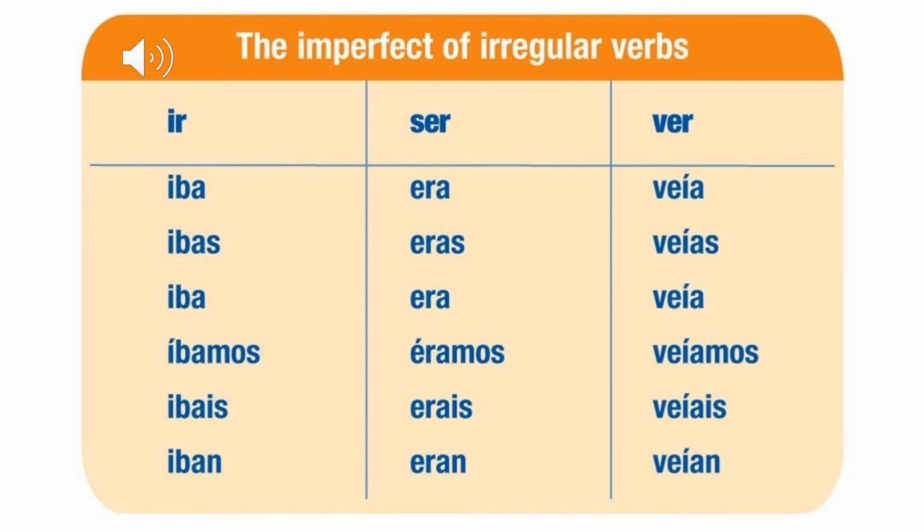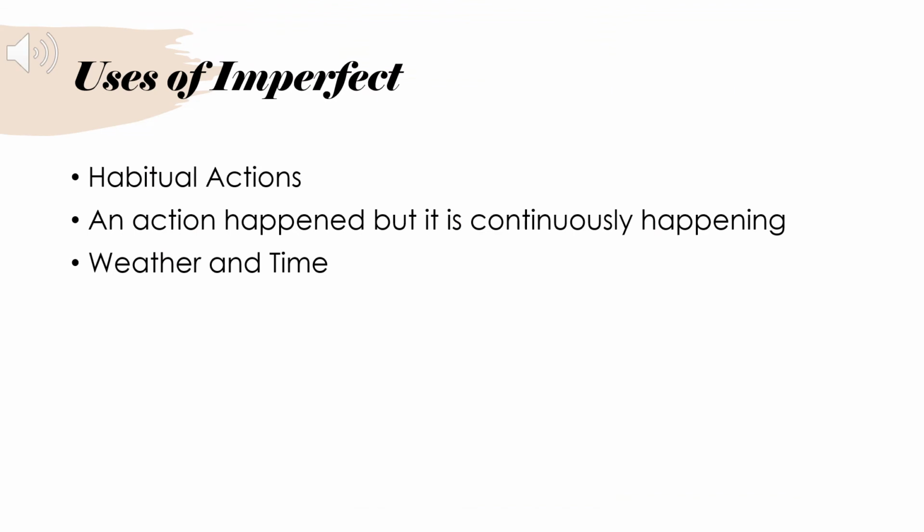So it's also very important to know and study these forms, these tables, because they communicate a lot of what you need to know when conjugating verbs in Spanish. And as I said earlier, the imperfect is used for habitual actions, something you do every day, every other week, all the time. It's an action that is continuously happening, and it's used to express weather and time.